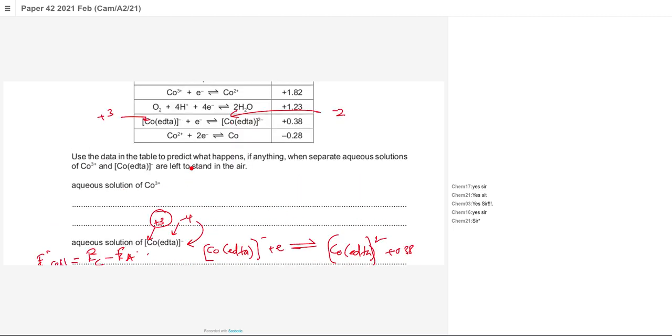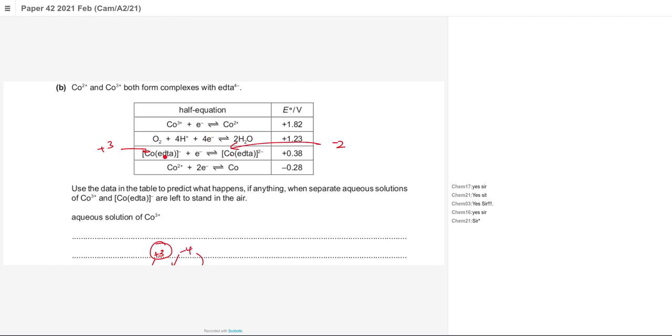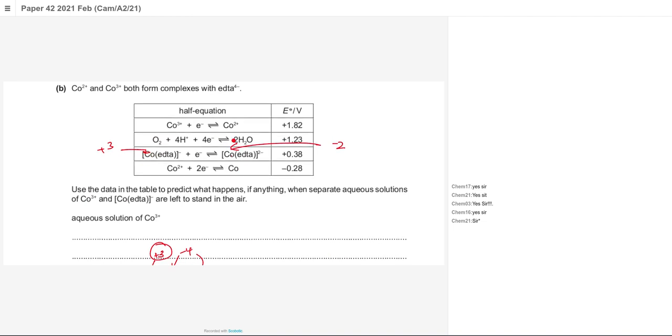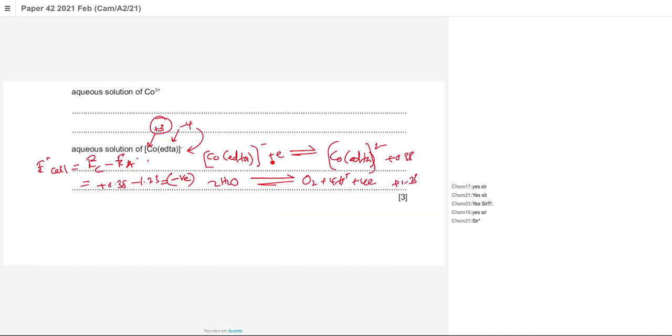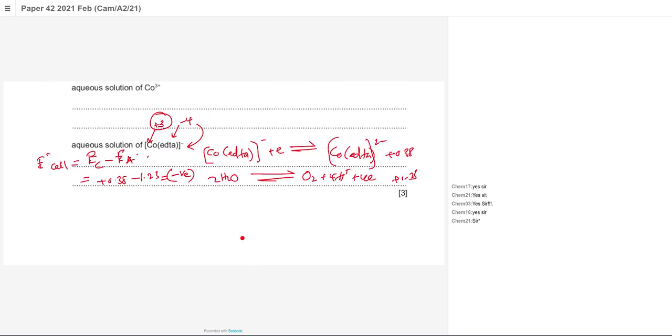Because remember, it cannot react with the oxygen, because cobalt 3 plus cannot be further oxidized to 4 plus. So it has to be always reduction of 3 plus to 2 plus. Therefore, this equation has to be reversed for the oxidation to take place. I hope that's clear. Any questions there before I move on to the next one? I prefer if you have any questions before I move on to the next question, please let me know.